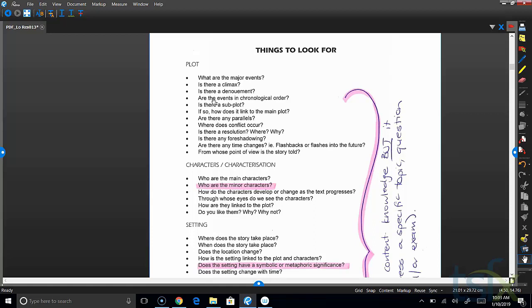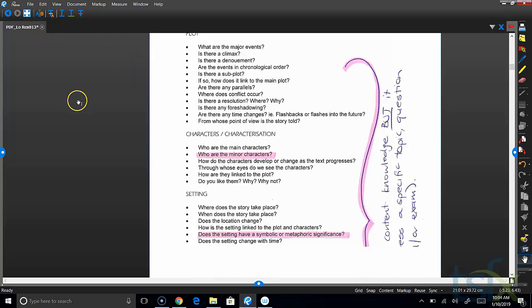Okay, things to look for when you are reading your texts. This is all very obvious. So what happens? What are the major events? Do they happen in chronological order? What's the conflict? Turn my page over.